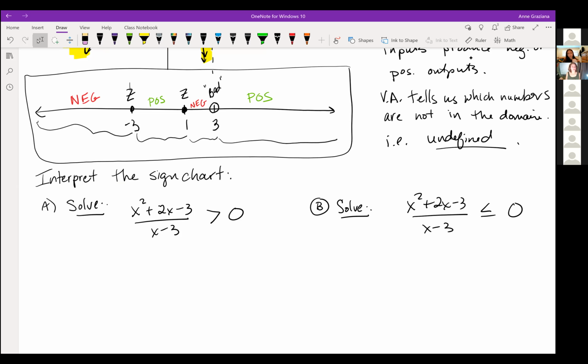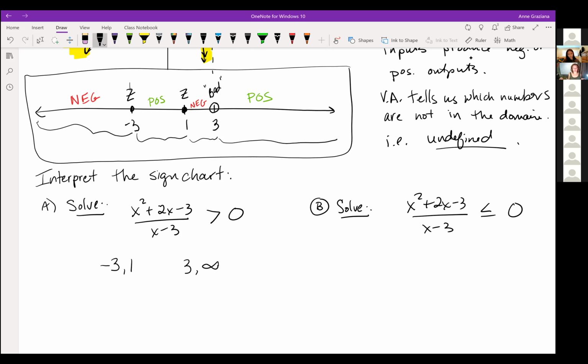Do you have the answer for when it's greater than 0? Do you want to take a shot? No. All right, so here's the other way to ask that question. Where is the function positive? Which intervals? Is it 1 to 3 or no, -3 to 1 and 3 to, is that infinity? Yes, very good. Okay, those are the intervals.